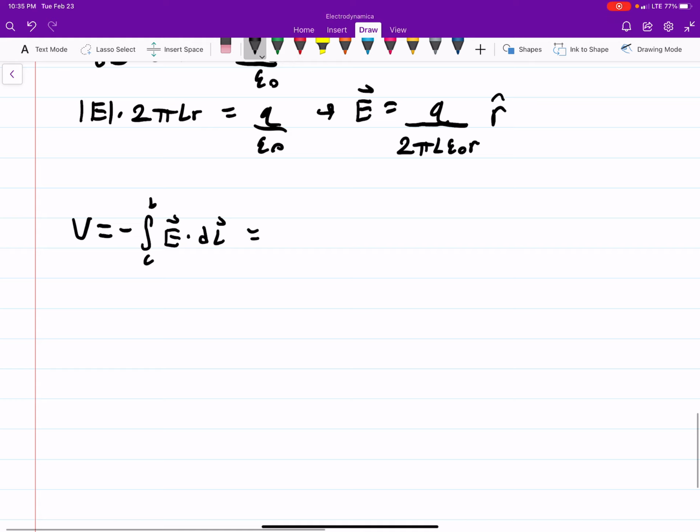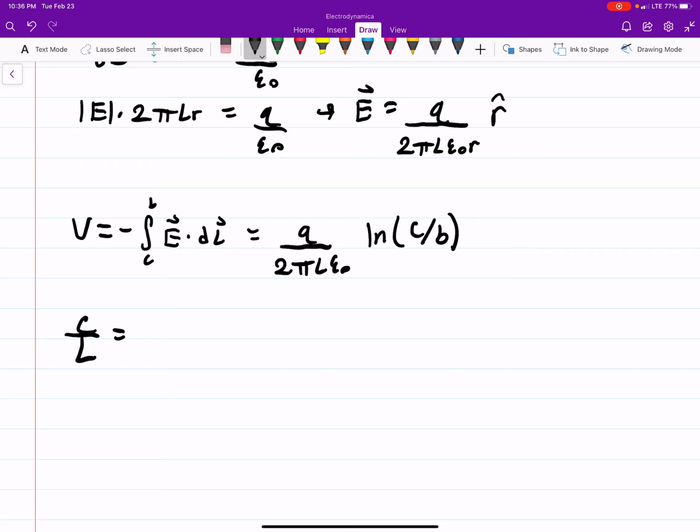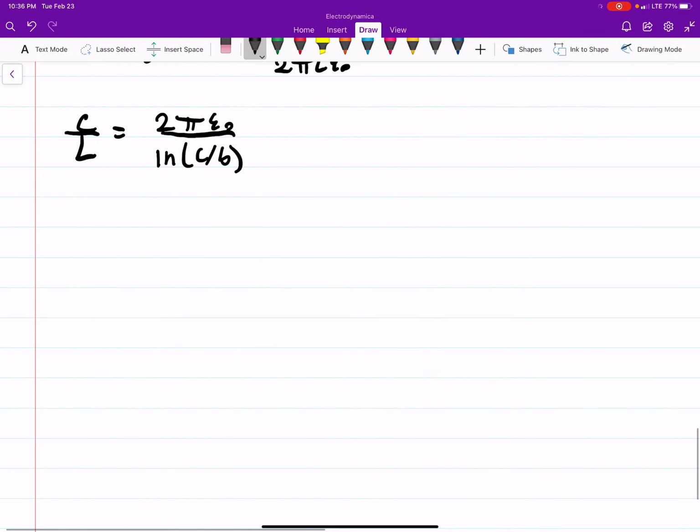So I'm just going to go ahead and write down what I get for that. I get Q over 2 pi L epsilon naught, just as before. This is the only difference: you'll get the natural log of C over B now. And if you want to find your capacitance per unit length, you'll see that it's pretty much the exact same thing. You'll get 2 pi epsilon naught over the natural log of C divided by B. Okay, so that is part B.